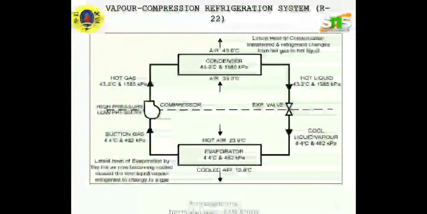There is a vapor compression cycle system. Here there is a condenser and evaporator, and high temperature and low temperature conditions are present here, and how it works and what functions are involved in the vapor compression system.